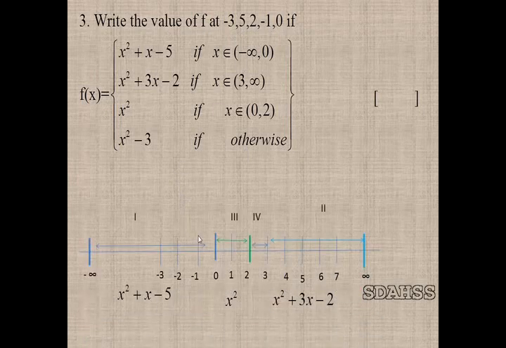Draw a number line. Here the function is defined by 4 intervals. Minus infinity to 0 is the first interval. The function is defined by x square plus x minus 5. Second interval 3, infinity. Its function is x square plus 3x minus 2. Third interval is 0, 2. Its function is x square. Fourth interval is otherwise, x square minus 3.